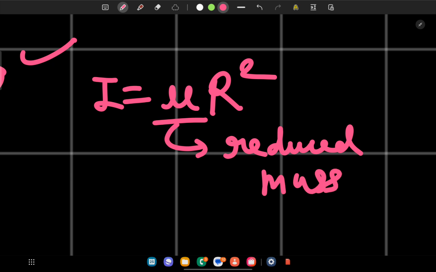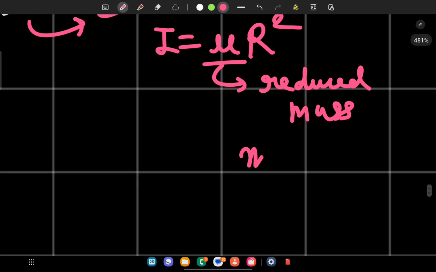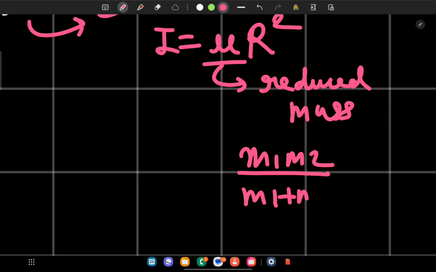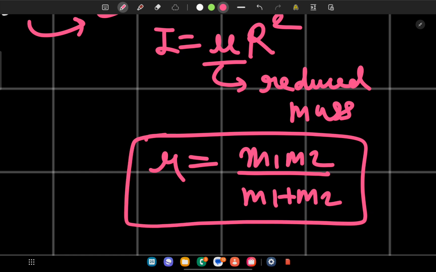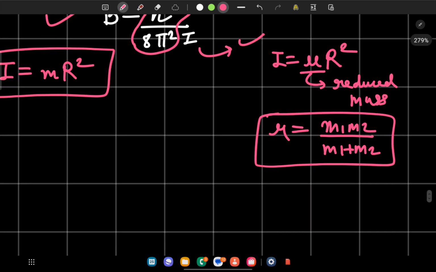How is reduced mass calculated? Reduced mass is calculated as m1 m2 over m1 plus m2. Okay, this is the formula for the reduced mass.